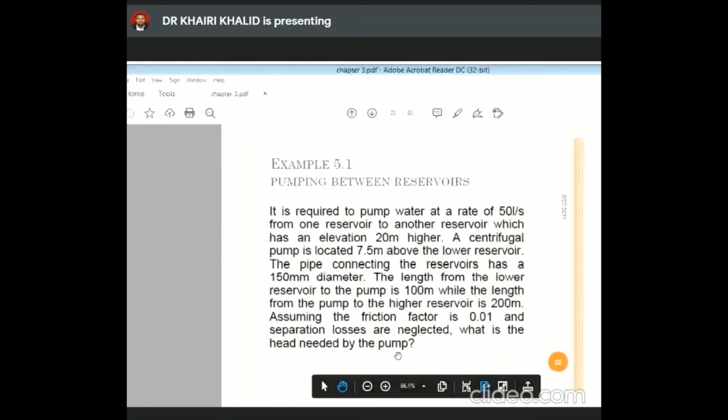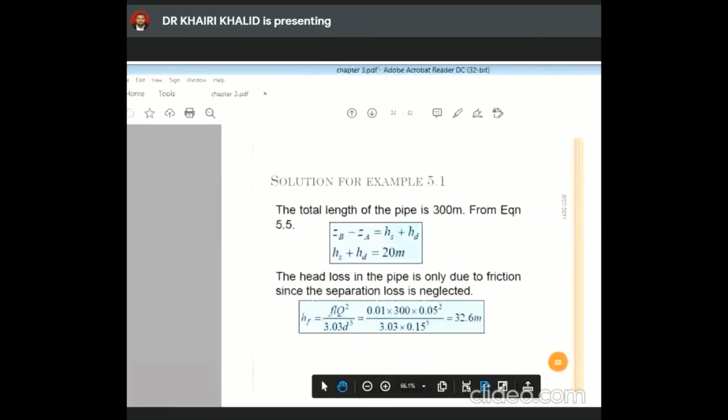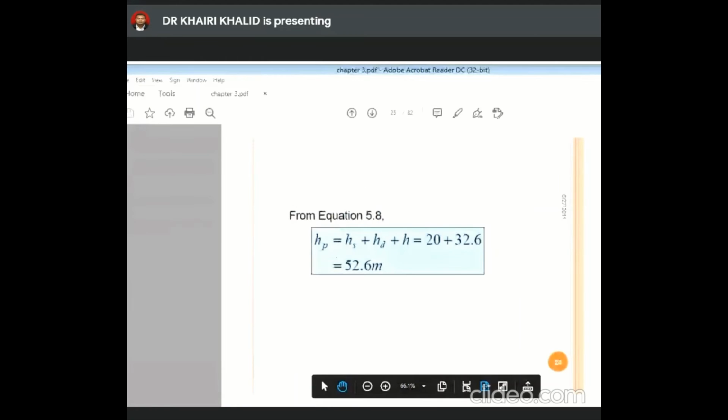The question asks how much the pump head is. What is the head needed by the pump?